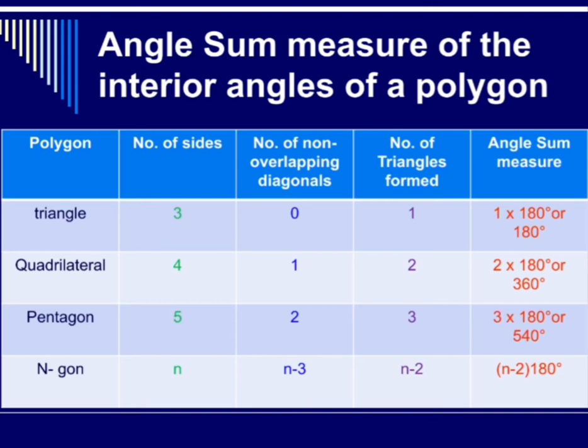The sum of the measures of the interior angles of a polygon. We have a polygon called a triangle, which has 3 sides, and the summation of angles equals 180. A quadrilateral, 360. A pentagon, 540. An n-gon, which is any polygon that has n sides, will be n minus 2 times 180.